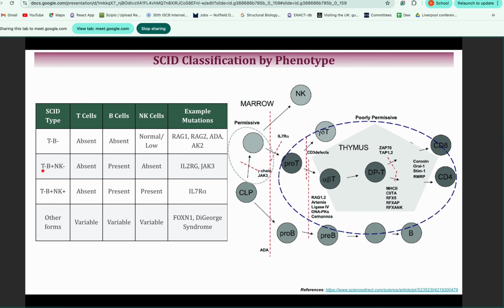So in this case, because it is T negative and NK negative, that means both the T cells and natural killer cells will be absent. B positive means B cells will be present. So this happens if the mutation is in the IL2RG and JAK3 genes.